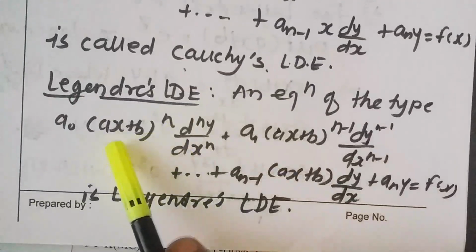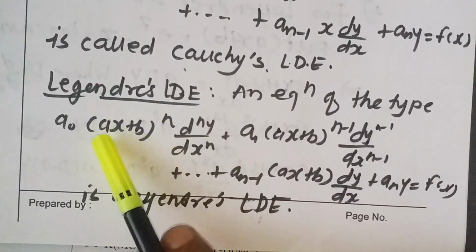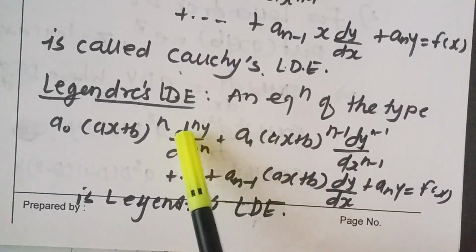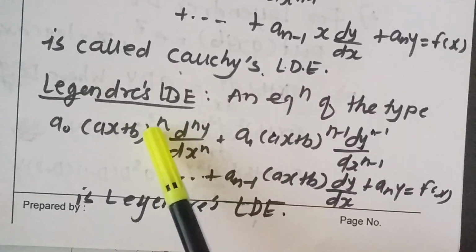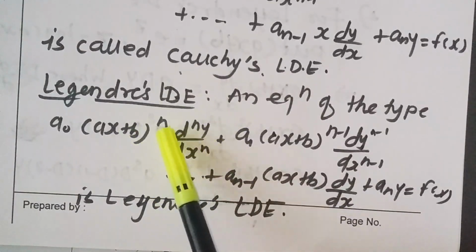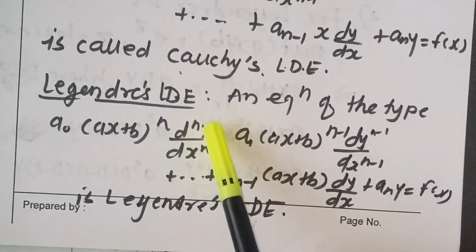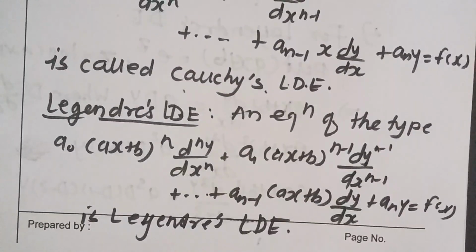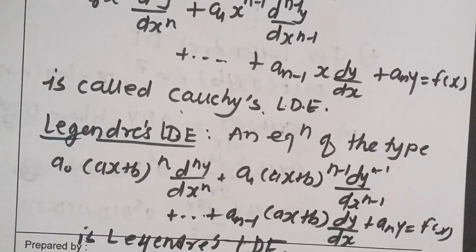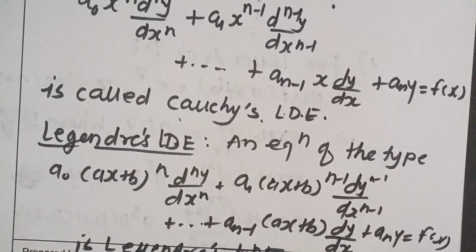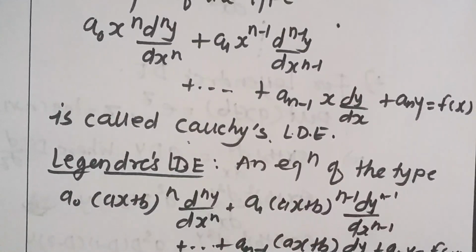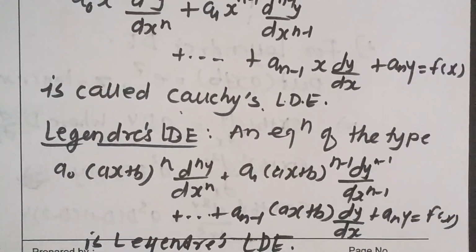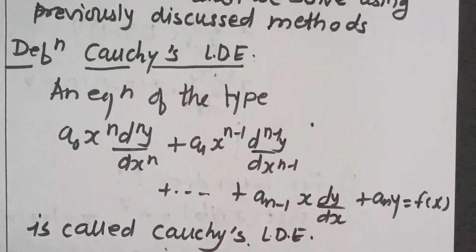So whenever we have a linear factor of this type, some constant times x plus some constant, involved in the coefficients of the derivatives, and the same power of that factor appears which is equal to the order of the derivative, then such differential equations are called Legendre's linear differential equations. Now we are going to discuss how to reduce these differential equations to LD with constant coefficients so that they can be solved using previously discussed methods. That is, we are going to discuss the substitutions for both differential equations.